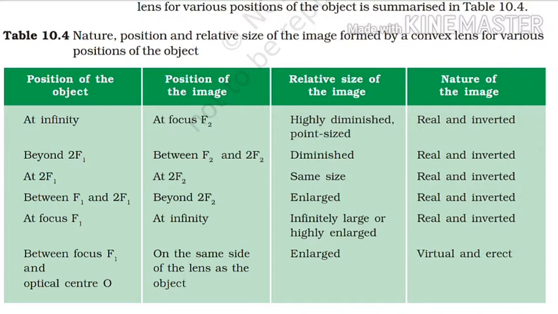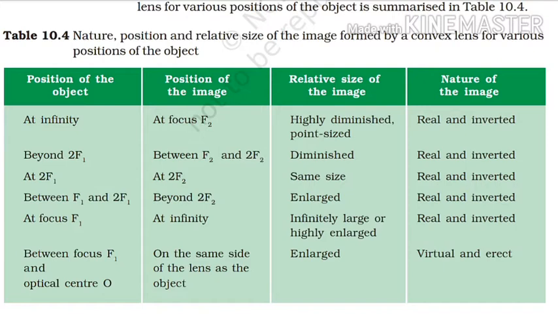So in this table you are seeing the position of the object in the first column, the position of the image in the second column, the relative size of the image in the third column, and the nature of the image in the fourth. In the first row, when the object is placed at infinity, the image is formed at F2, that is the second focus of the lens. This is the table for the image formed by a convex lens only.